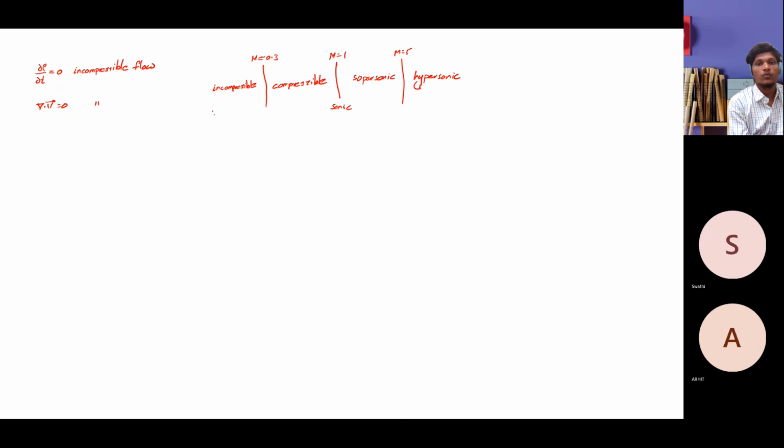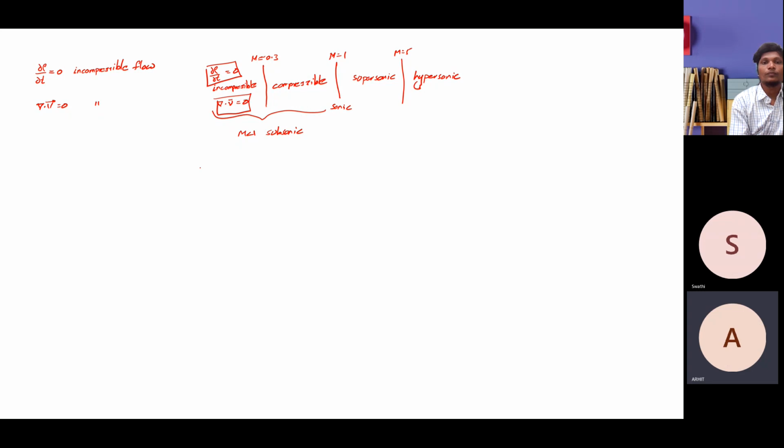This is a subsonic region, we call it less than or equal to 1. This incompressible region, as you're saying, has divergence of V bar equals 0 and del rho by del t equals 0. So is it related to the speed of the flow? Because I'm mentioning the Mach number as a condition here.